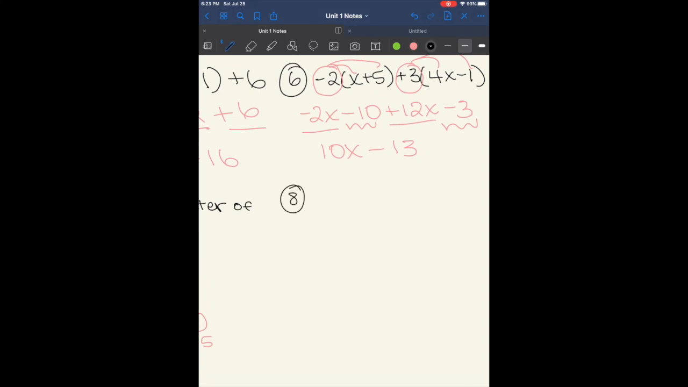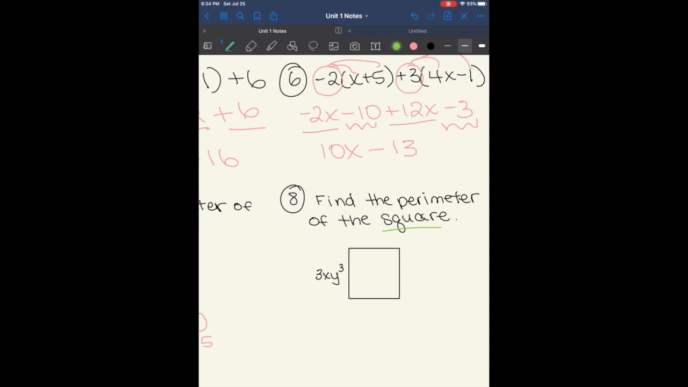Last example, we're finding the perimeter of a square. So think about why I'm only going to give you the length of one side. So that one side is 3xy cubed. The reason why I'm only giving you one side is because it's a square. And something we know about squares is that all sides are equal. So all four of the sides are 3xy cubed. So the perimeter of a square is either p equals 4s, or you can just do s plus s plus s plus s.